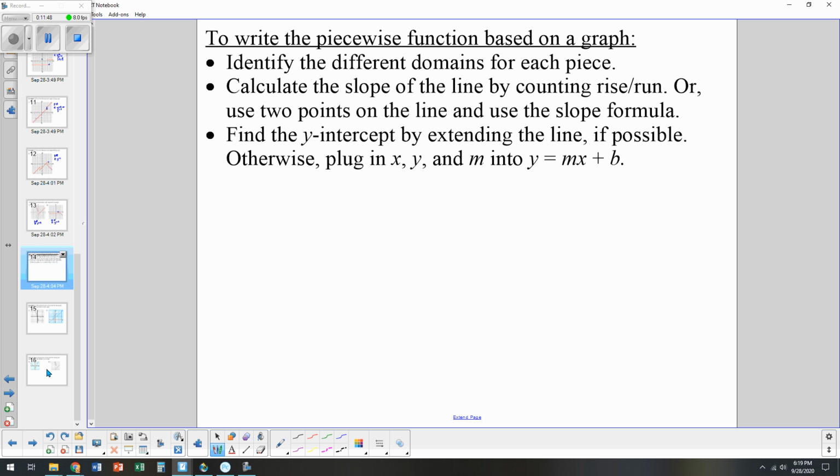We're also going to write piecewise functions given a graph. So we're going to identify the different domains for each piece. So if there's 2 lines on the graph, we're going to have 2 domains. If there's 3 lines, we're going to have 3 domains. Then for each of the lines, we're going to calculate the slope, and we can do that by counting rise over run. Or we could choose 2 points that are on that line and use the slope formula. Then we're going to find the y-intercept by extending the line, if that's possible, until it crosses the y-axis. If you can't, again, choose one of the points on the line, plug that x and y and the slope you found into y equals mx plus b.